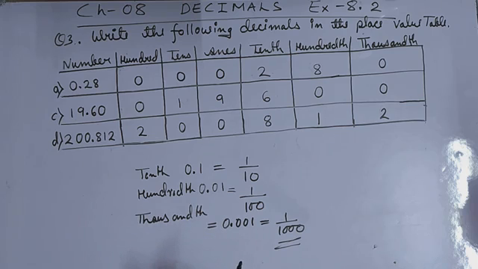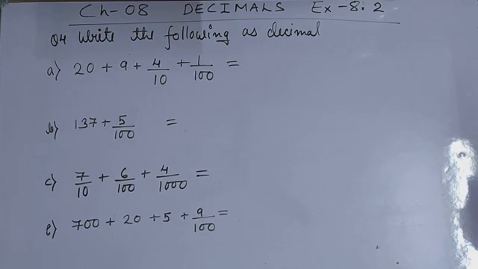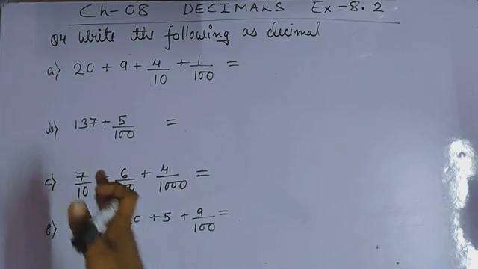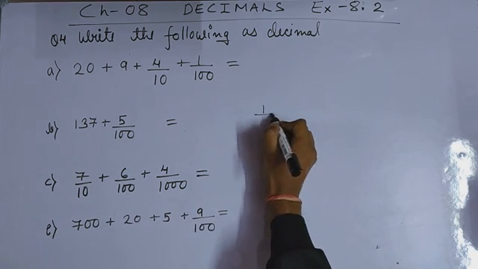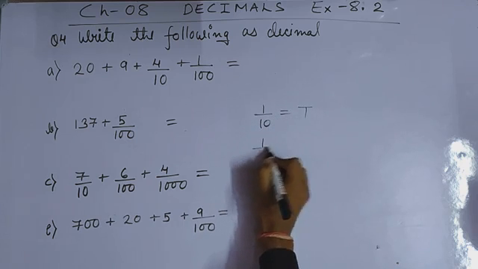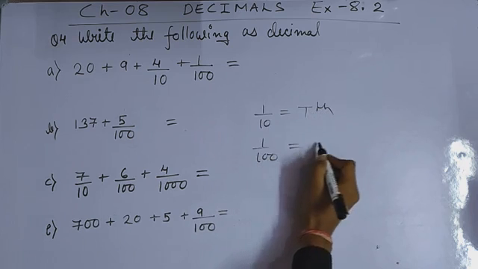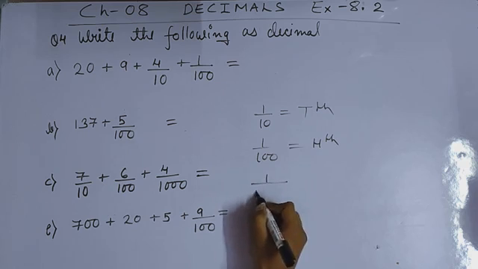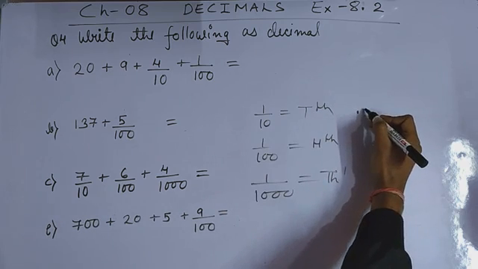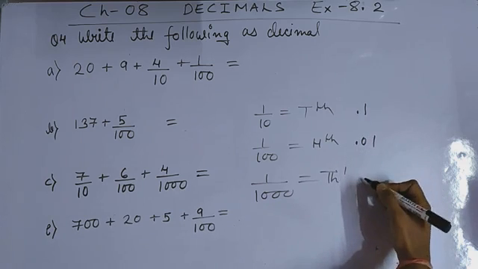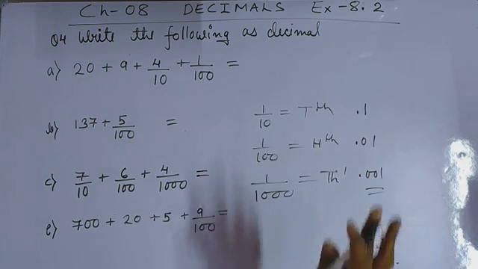Now we are moving to the fourth part of your exercise 8.2. Now this is the fourth part in which we have to write the following as decimals. The numbers given in expanded form, you have to write in the form of decimal numbers. So the first part is 20 plus 9 plus 4/10 plus 1/100. I have just told you 1/10 represents the 10th place, 1/100 represents the 100th place, and 1/1000 represents the 1000th place. Here the decimal is after 1 place, here after 2 places, and here after 3 places. This concept we are going to use here.